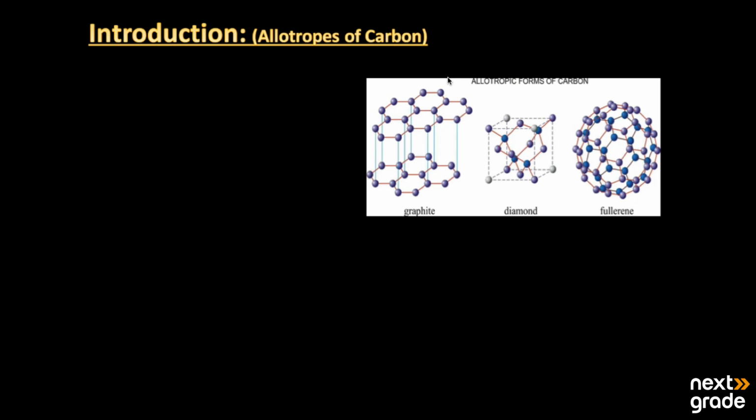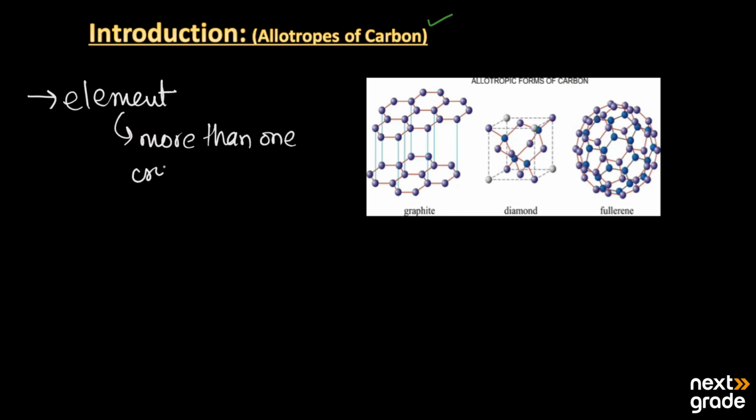And our today's topic, we will discuss the allotropes of carbon. So let's have a look at what the allotropes of carbon are. Basically, you must know what allotropes are. Allotropes are basically when we have an element and this element can exist in more than one crystalline state. Then these crystalline states are mainly known as the allotropes, and this process is known as allotropy. And here we will discuss the allotropes of carbon.